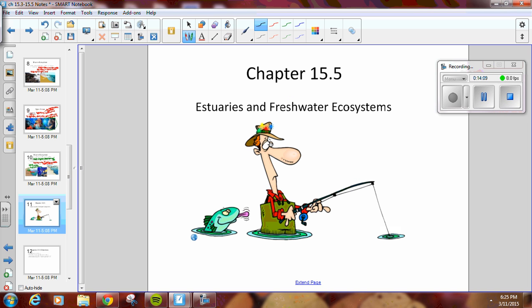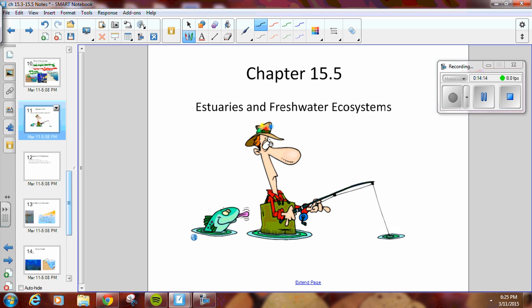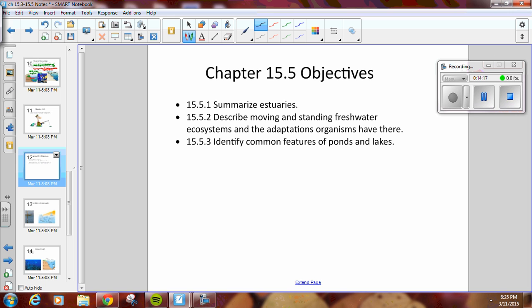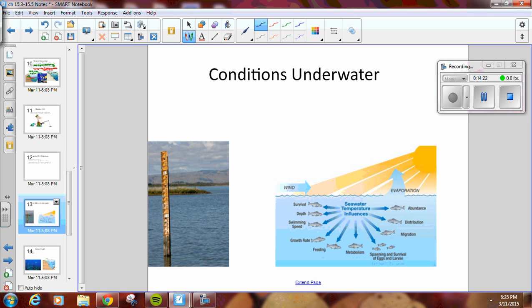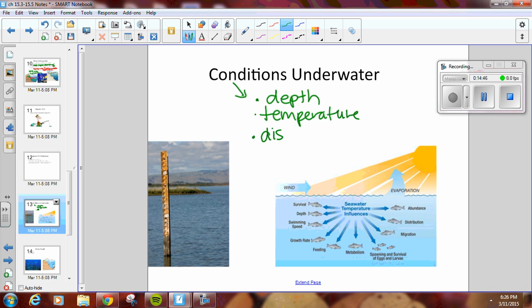So then we move on to the freshwater ecosystems. Now freshwater means there's no salt. So we're going to be looking at them. We have some that are standing and we have some that are moving. So with our freshwater ecosystems, we're going to be using several conditions to explain these. So one is definitely depth. Another thing is going to be your temperature. As you go down in any body of water, it does start getting colder. So depth, temperature. You're also going to be looking at dissolved nutrients.